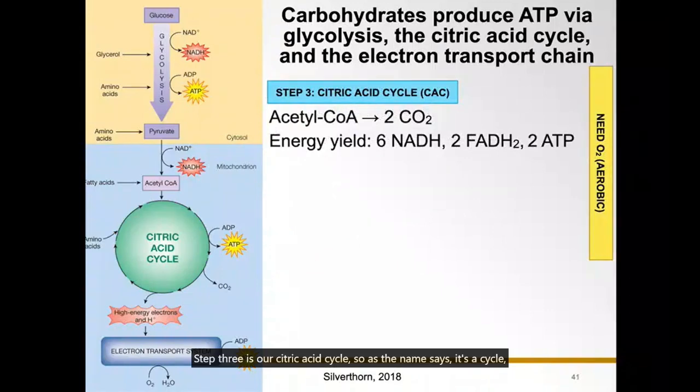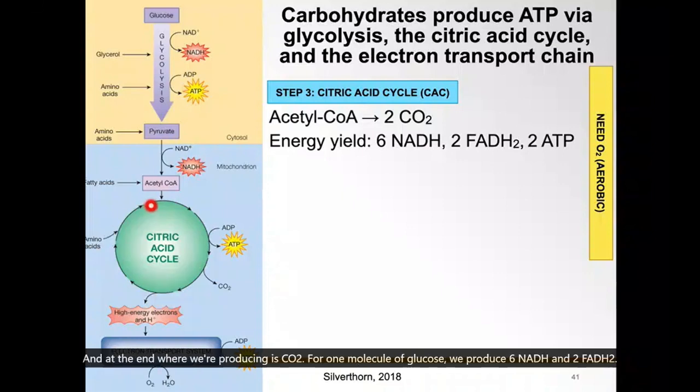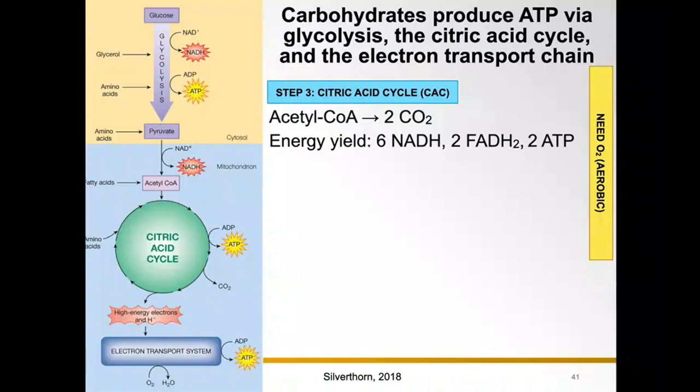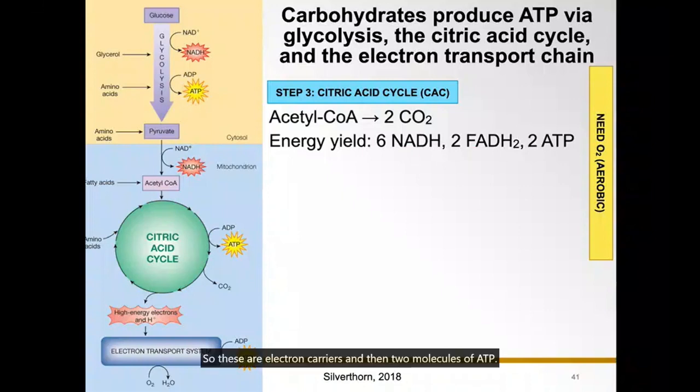Step 3 is our citric acid cycle. So as the name says, it's a cycle. It starts with acetyl-CoA and it's going to run through a series of reactions. And at the end, what we're producing is CO2. For 1 molecule of glucose, we produce 6 NADH, 2 FADH2. So these are electron carriers, and then 2 molecules of ATP.